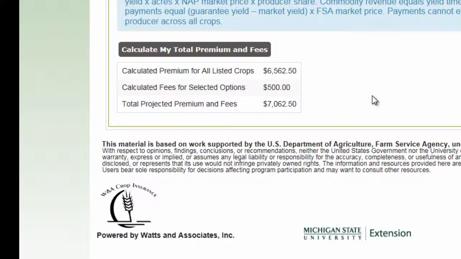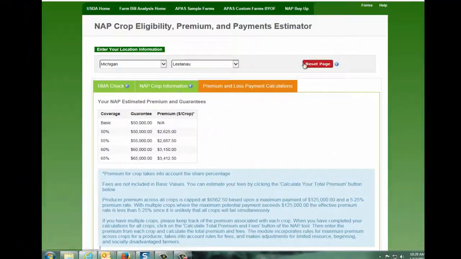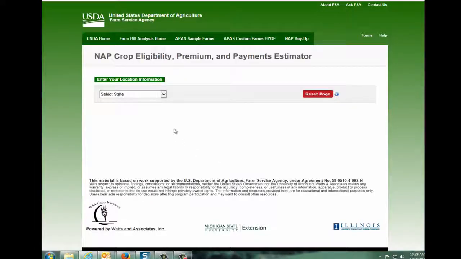At this point, we've been through a couple of examples of this. If we reset the page and go back to the beginning, just so we know where we start, the tool really is an excellent estimator to help you make your decision on perhaps whether you want to use NAP at all, which level of insurance you may want to choose. And you can probably come pretty close to a decision on whether this is something you want to do. But as it is an estimator, at this point, you now have to work with your county Farm Service Agency.